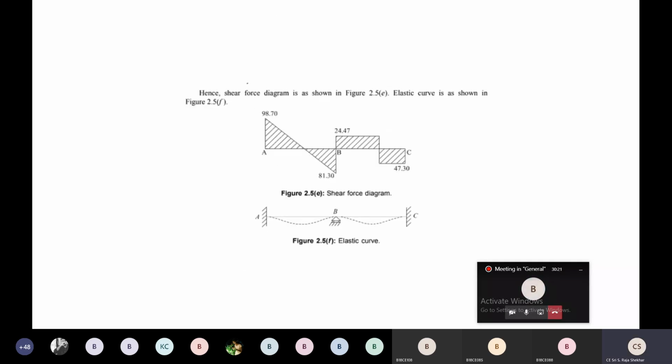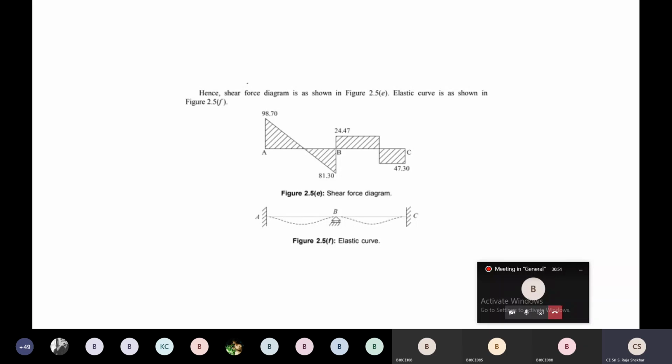At support A, slope and deflection are 0. At support B, deflection is 0 but slope will be there. At support C, slope and deflection are 0, and you have to draw this deflected shape of the curve that will represent the elastic curve. Okay, so with this the problem is completed.